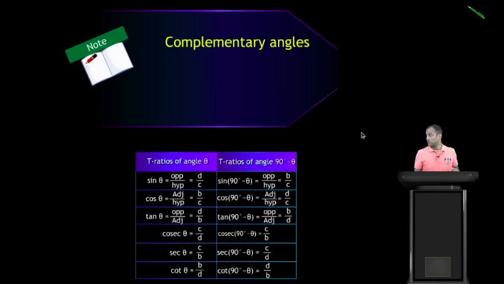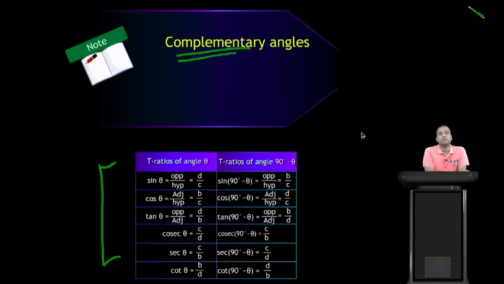Okay, so I think you understood what the T ratios of angle theta are. So we have 6 T ratios. Now what are complementary angles? Do you have any idea about complementary angles? Yes, tell me. What angles are called complementary? Yes, very good. Okay, so if the sum of two angles is 90 degrees, both are called complementary angles. So if one angle is 30 degree, then its complementary is 60. So both 30 and 60 are called complementary angles.